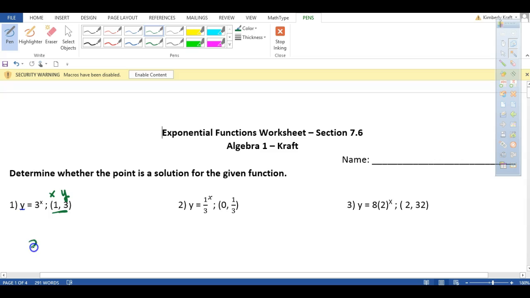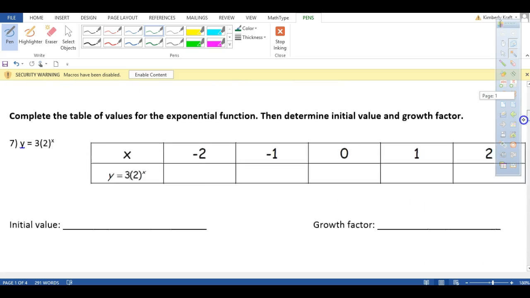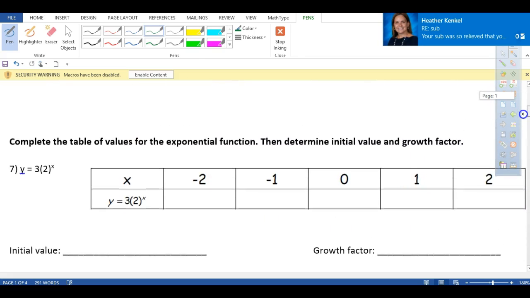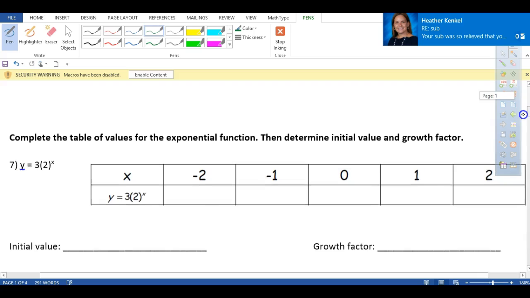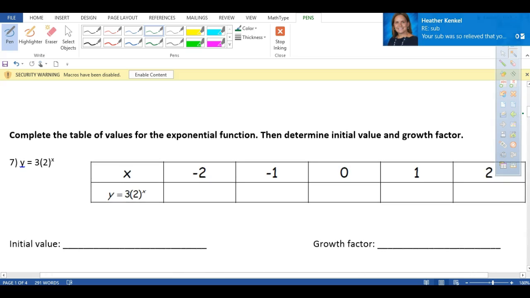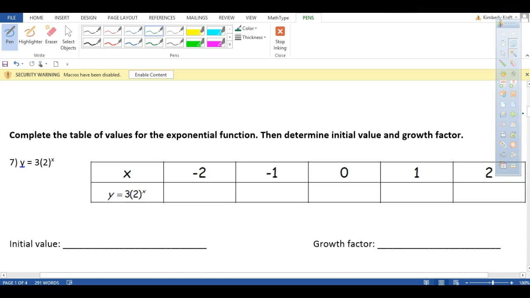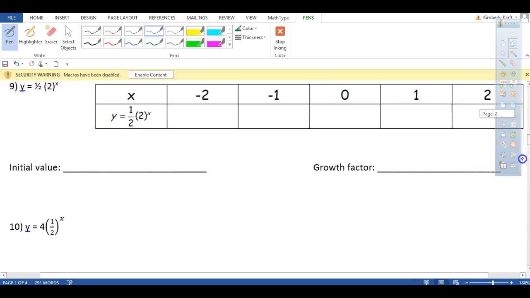So if we plug it in, we're going to get 3 equals 3 to the first power. Well, does that make sense? Yeah, anything to the 1 power is itself, so that is a yes. Okay, so that's just what I want to know. If you put those numbers in, do you get the answer back, yes or no? Okay, the table you should be able to do, and then there is the initial value, and then your growth factor for those. So you can try those.